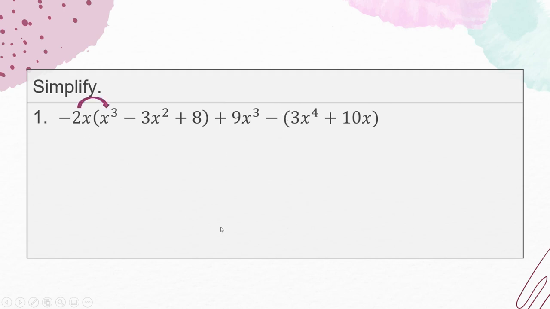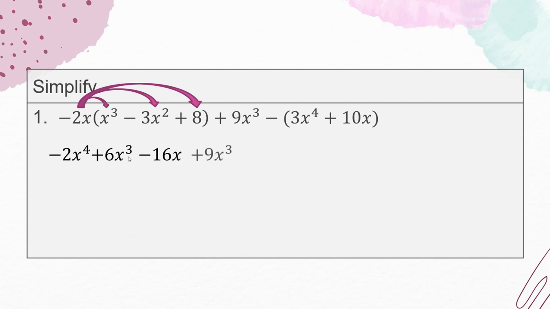So to distribute that negative 2x, when we take negative 2x times x cubed, we would get negative 2x to the fourth. Remember that there is an understood 1 exponent here, and that when we multiply powers with the same base, we keep the base and add the exponents. And then negative 2x times negative 3x squared, multiplying our coefficients, negative 2 times negative 3 gives us positive 6, and then x times x squared gives us x cubed. Negative 2x times 8 gives us negative 16x.